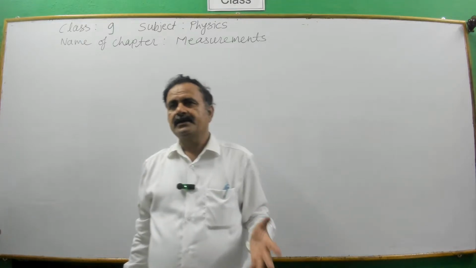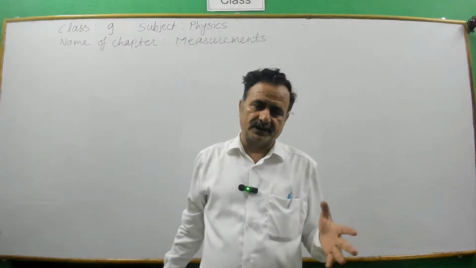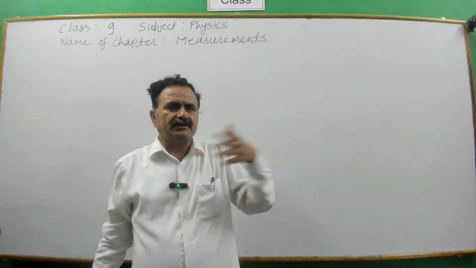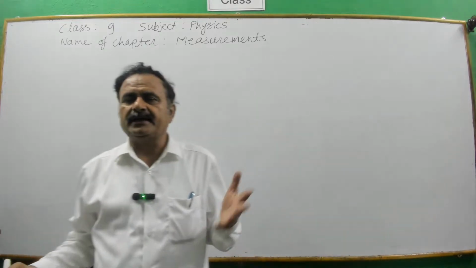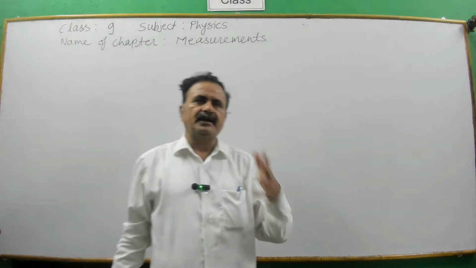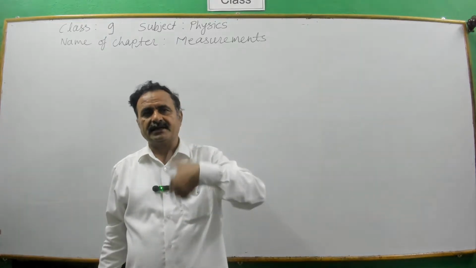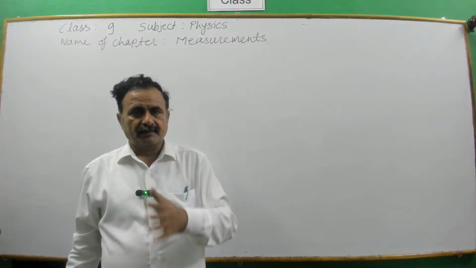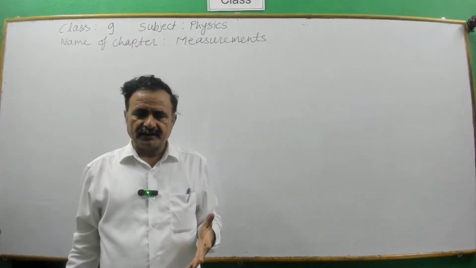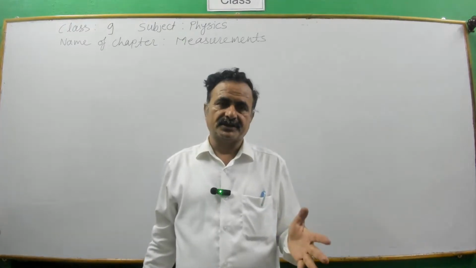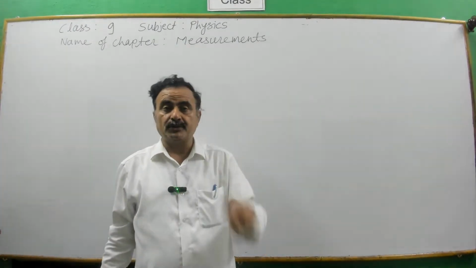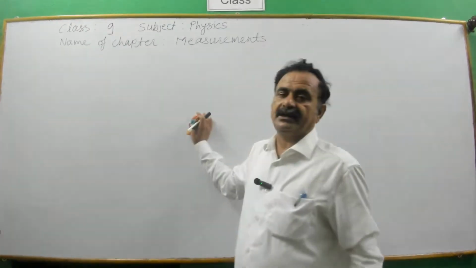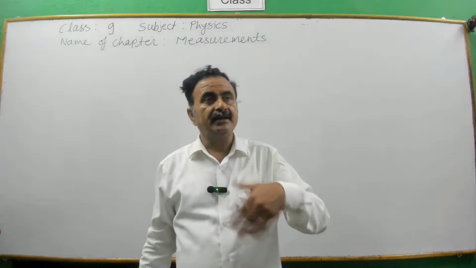Right? And there are certain other physical quantities which are not fully expressed by magnitude only. Knowing how much it is does not give the complete meaning. To get its 100% meaning, we require its magnitude as well as direction. Some physical quantities are completely expressed by magnitude only, and some by magnitude and direction. So on the basis of magnitude and direction, physical quantities are divided into two types: scalar quantities and vector quantities.